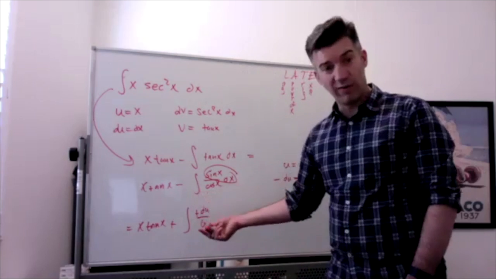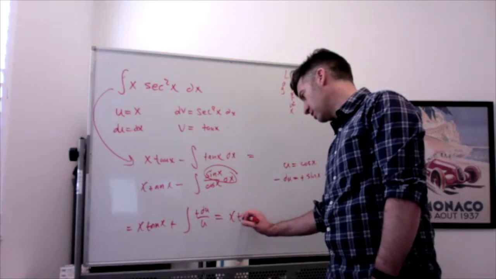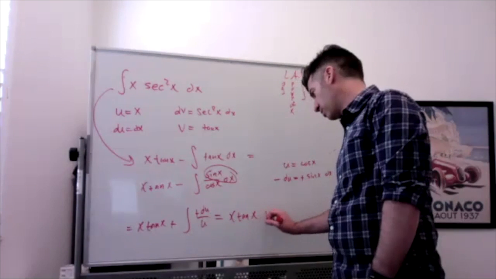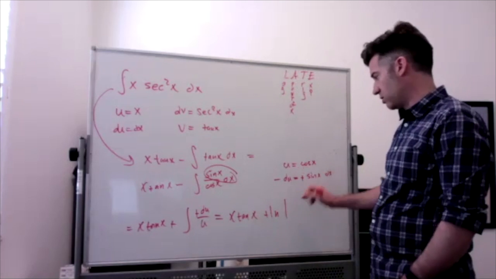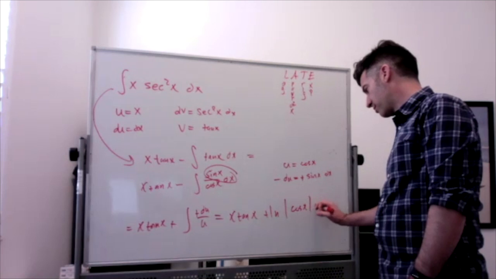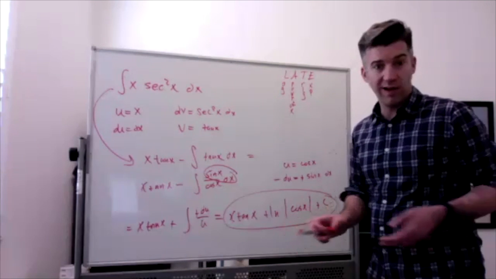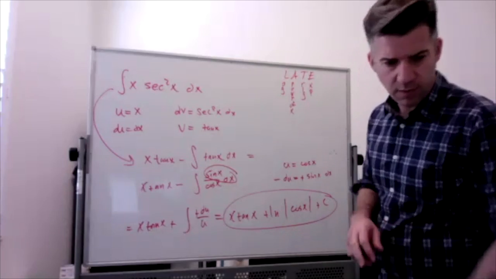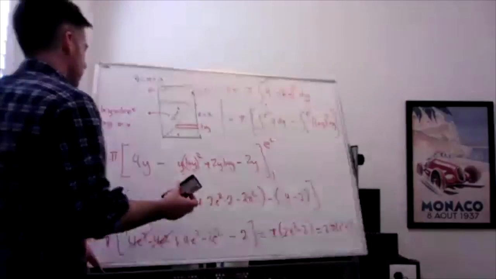The integral of 1 over u du is the natural log of the absolute value of u. This becomes x tangent x plus the natural log of the absolute value of u, which is cosine of x. So there's another integration by parts problem. Let's look at maybe 2 more examples.